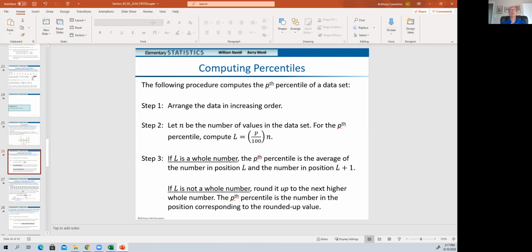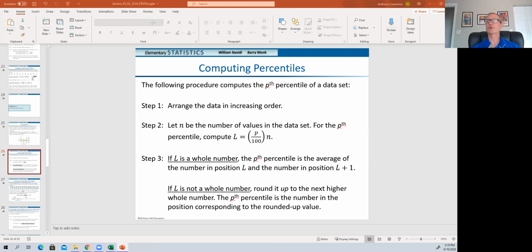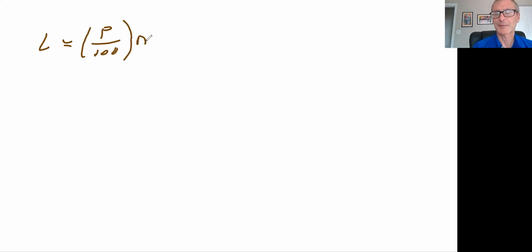So what I'd like to do is use that same data and go through an example or two with regards to calculation. So again, this would be P over 100 times N, which is the total number of samples we have. So say like you want to calculate the 15th percentile.